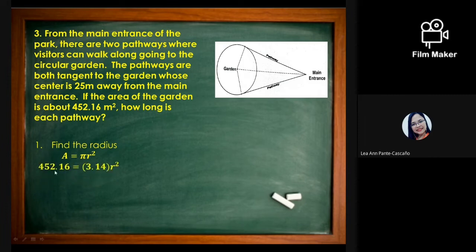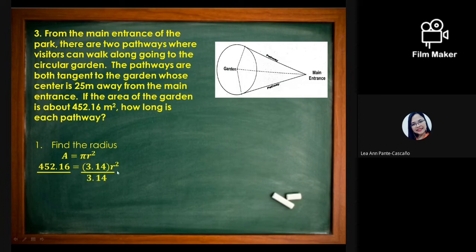Substitute natin yung mga given. Ang given natin is 452.16 for our area is equal to, yung pi natin is 3.14 times radius squared. Ngayon, ang hahanapin natin, the unknown is radius squared or simply the radius. So, para po masolve natin yung radius, we need to remove 3.14 sa tabi ni radius squared. So, ang gagawin lang natin, divide both sides by 3.14.